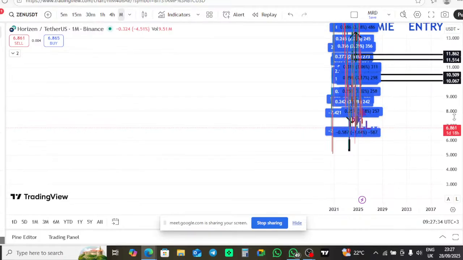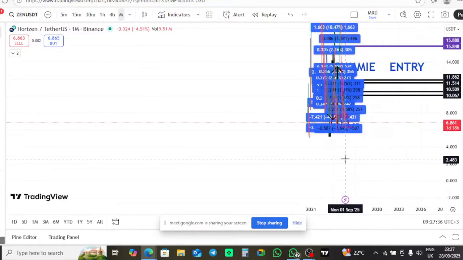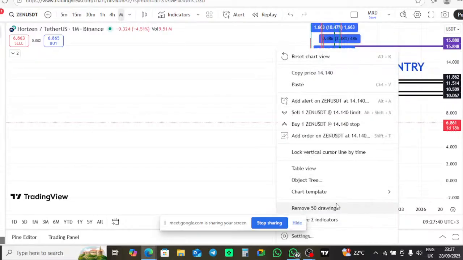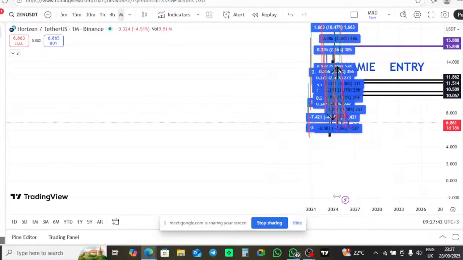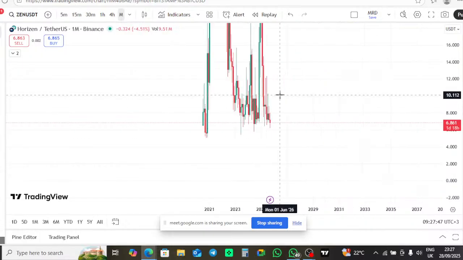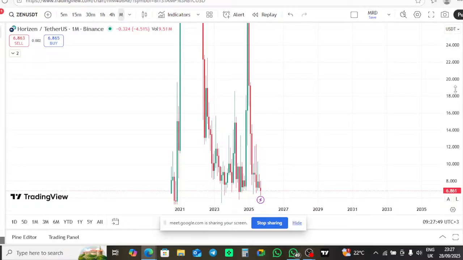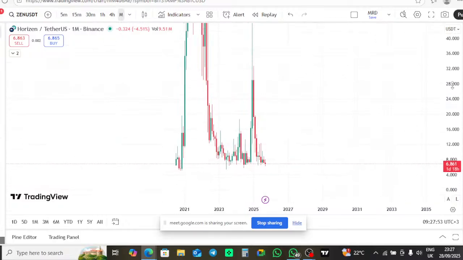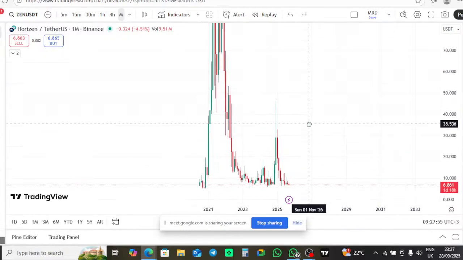Oh, drawings are many, but let me first remove everything. Okay, I have to remove everything here. Now this is 1 month, and I want you now to look at this very closely, and you see where you belong.